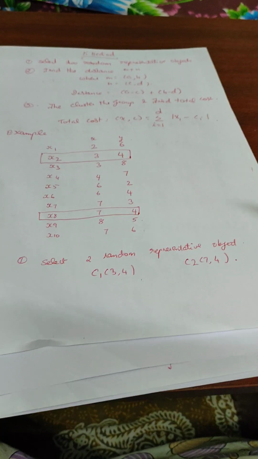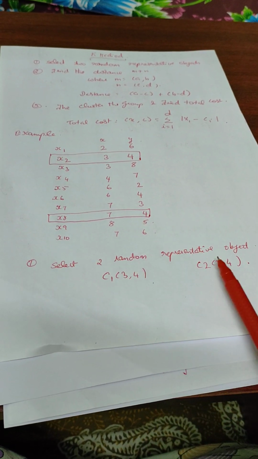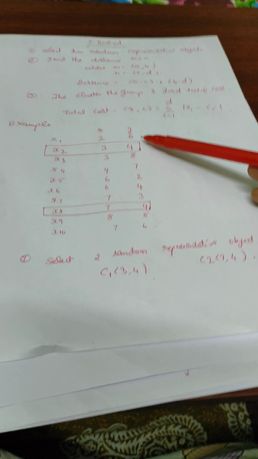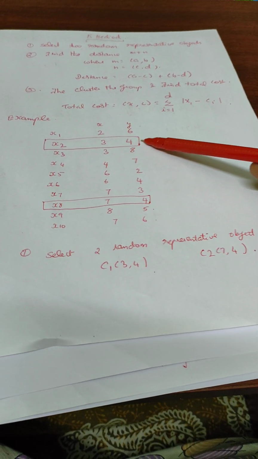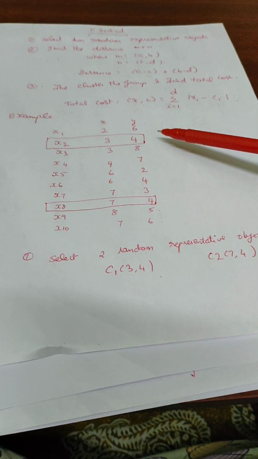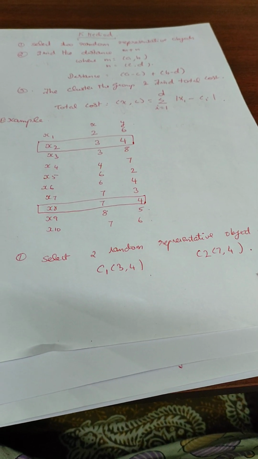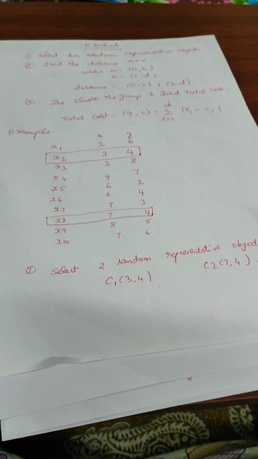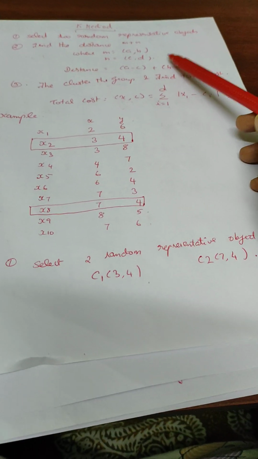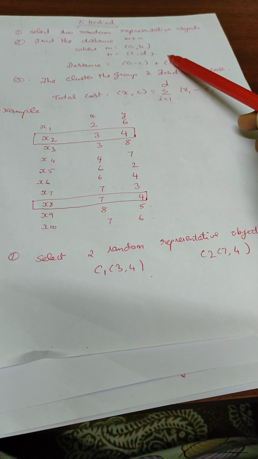According to the algorithm, the first step is we have to select 2 random representatives. So I am selecting the 2 random representatives, that is x2 and x8. What is x2? x2 is 3 comma 4. And what is x8? x8 is 7 comma 4. After finding this, what will be my step 2? Obviously my step 2 is to find the distance between m and n.